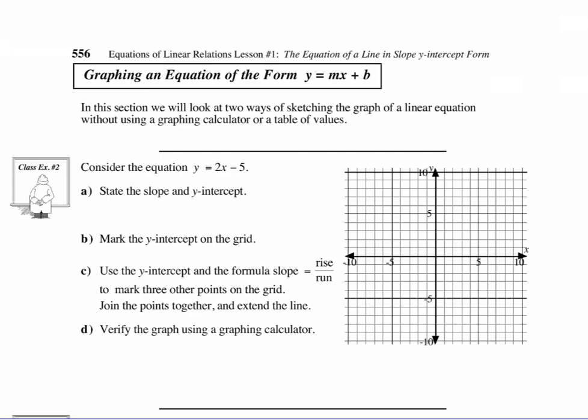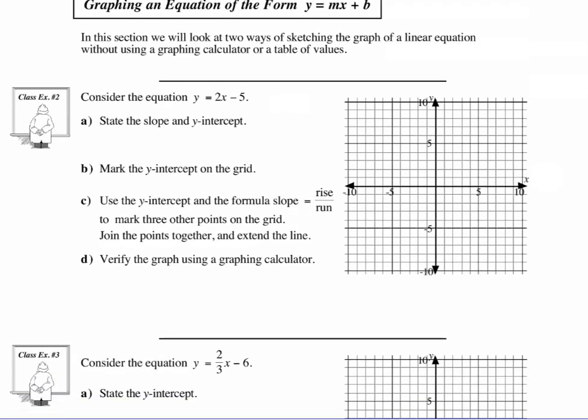Last page. So let's do some graphing. State the slope and the y-intercept. What's the slope? 2. What's the y-intercept? -5. Okay, so our first step when we're graphing is to plot a point. Which point do we know? The y-intercept. So let's plot the y-intercept. On the y-axis, we want to plot -5. So right there.